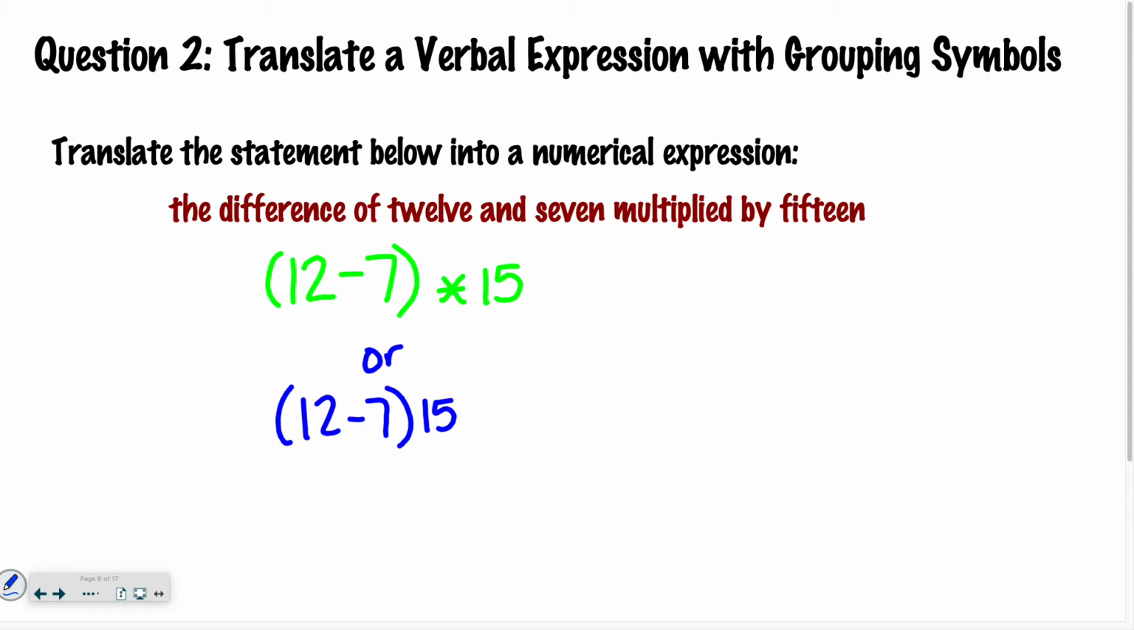This would be our difference of 12 and 7. So 12 and 7, that puts the 12 and the 7 together. And then I put subtraction between them because of the word difference. And then multiplied by 15. So in the top one, I wrote out the multiplication. In the bottom one, I skipped the sign and just wrote the 15 because, remember, if there's no operation sign, it means that multiplication is implied.